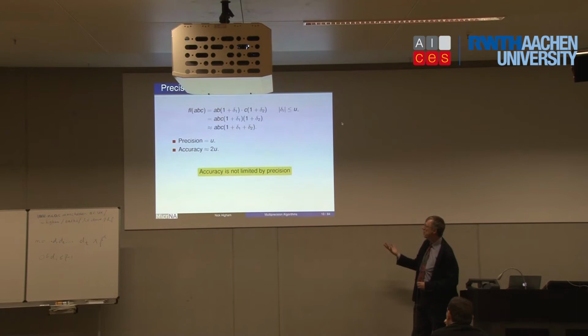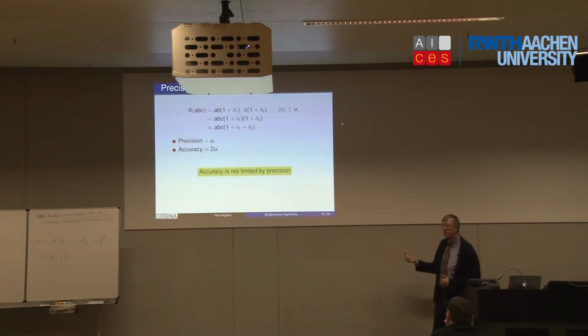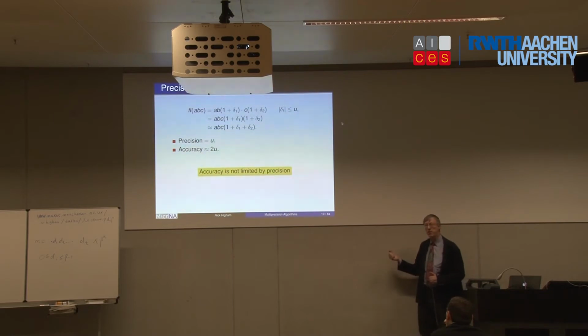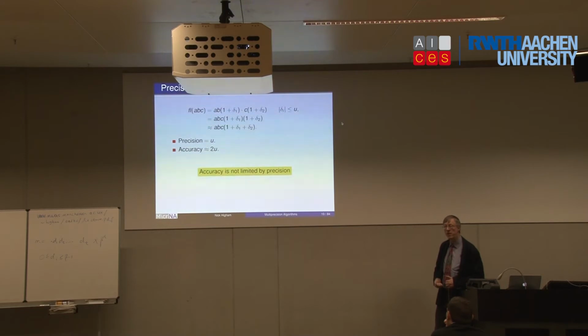And in a more complicated computation, like solving a system of equations, the accuracy could be a lot worse than u. In fact, if you have an ill-conditioned matrix, the accuracy will typically depend on the condition number, and that can be big. So it's pretty normal to think that accuracy is worse than precision.